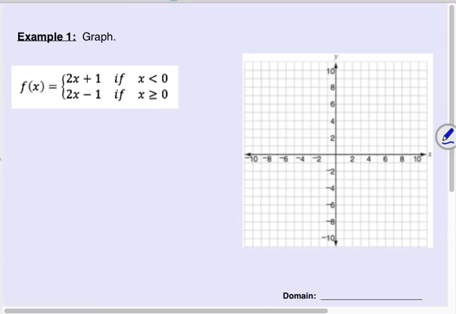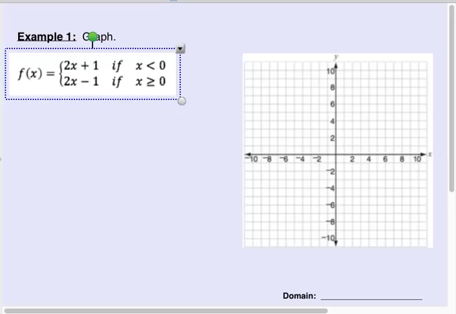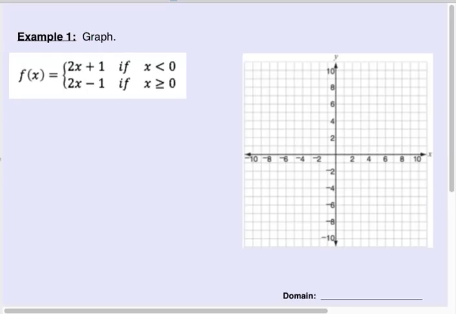Okay, so we're going to get right to this and start graphing some of these functions. First one here, you have this f of x. It's just a function, and this is a piecewise function. You have 2x plus 1 if x is less than 0. This little part we call our constraint. It's a starting point or a stopping point for the function itself. But this is the function that we're going to be working with.